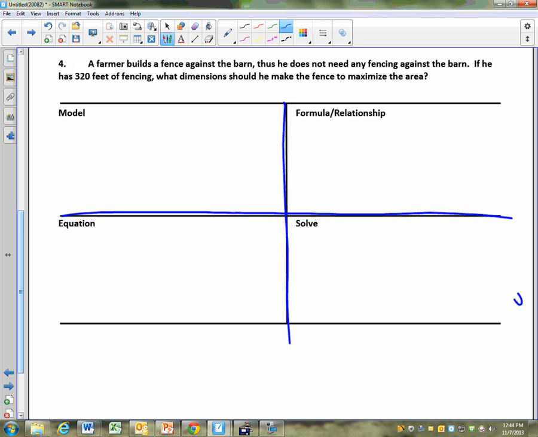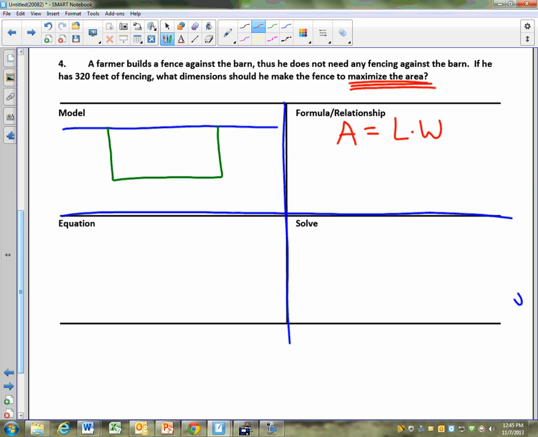So we draw it. First thing we do, we model it. Farmer builds a fence against a barn. I've got a barn. Let's put his fence. Fence against the barn, so he only needs 3 sides of the fence, not 4. What is the farmer's goal in this problem as you read it? What's he trying to do? Maximize area. So that tells us that we write down an area function or an area equation. Area is equal to length times width.